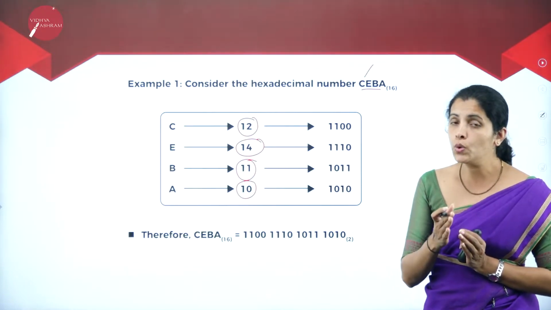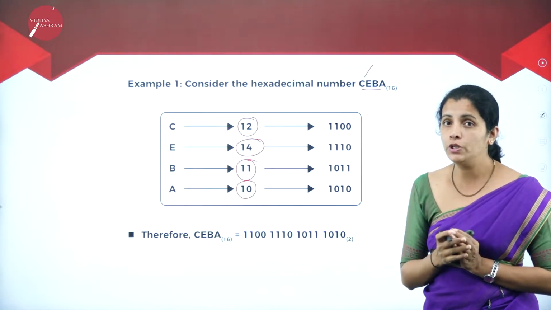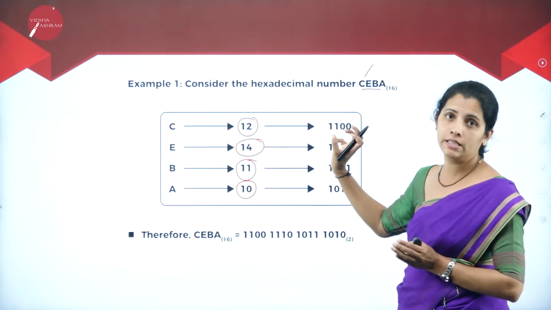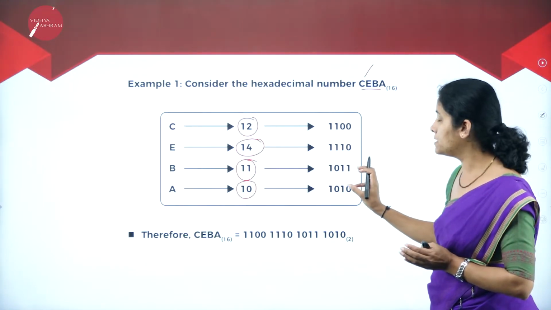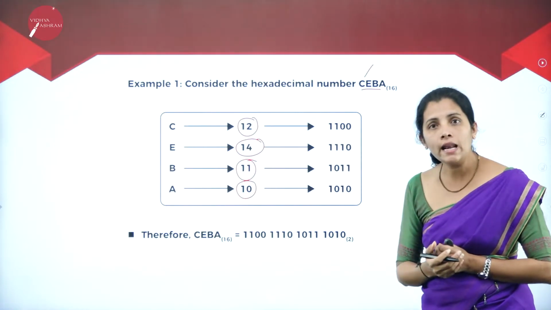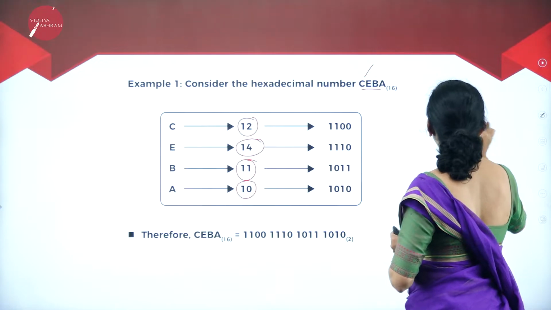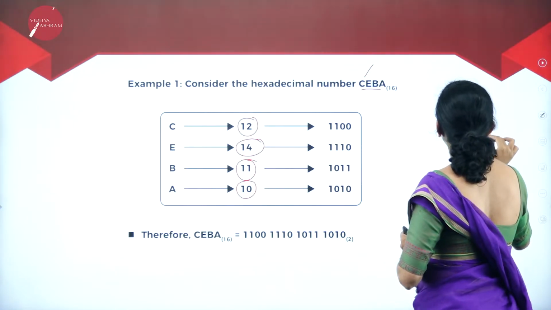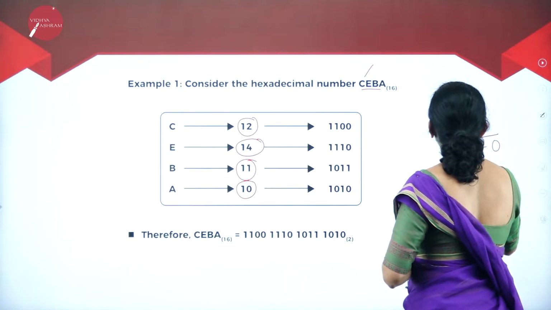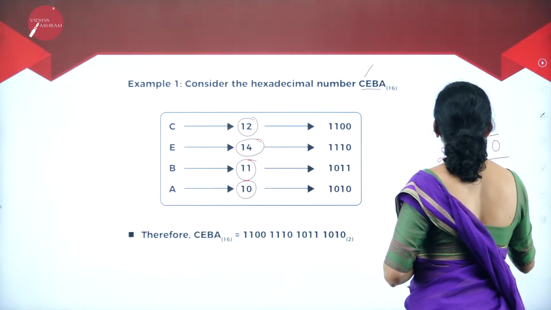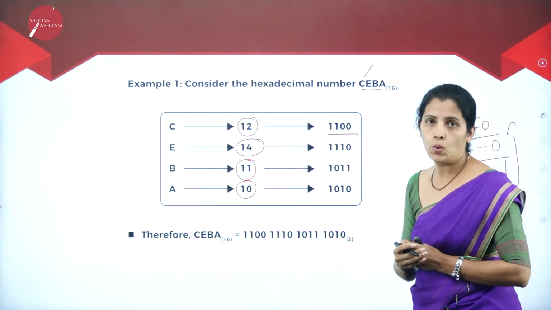So according to the rule, what I want to do is separate the digits individually. And for each individual digit, I'm going to write the 4-bit binary representation. Now, how can I write 12? That is 12 divided by 2. 2 sixes are 12, remainder 0; 2 threes are 6, remainder 0; then 2 ones are 2, remainder 1. Then what's the value? It is 1 1 0 0.